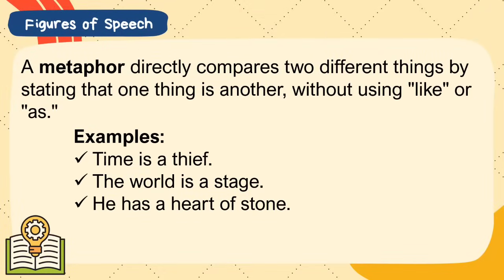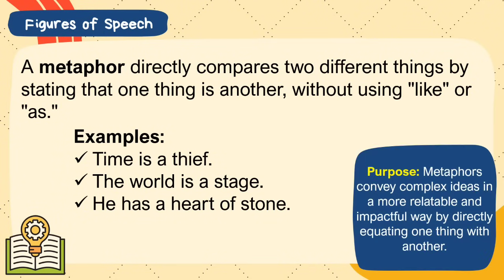Metaphor is another. A metaphor directly compares two different things by stating that one thing is another without using like or as. For example, time is a thief. The world is a stage. He has a heart of stone. The purpose of metaphors is to convey complex ideas in a more relatable and impactful way by directly equating one thing with another.